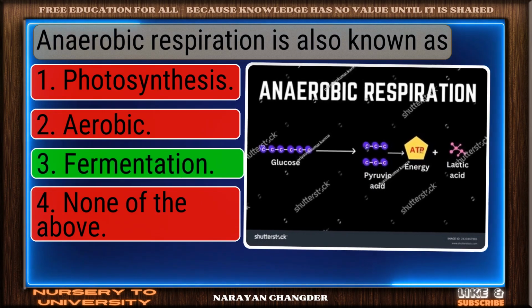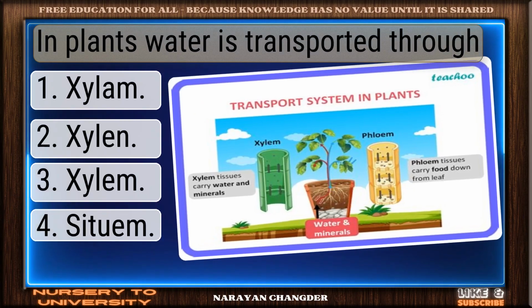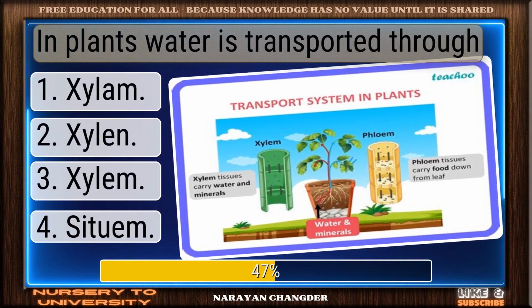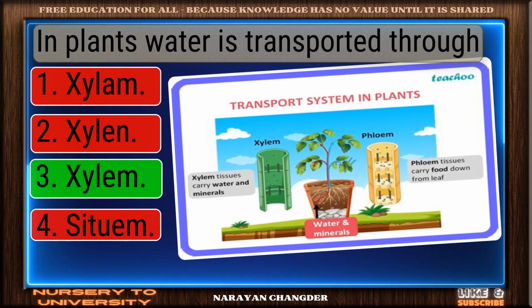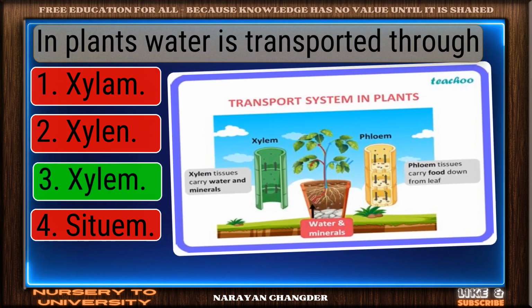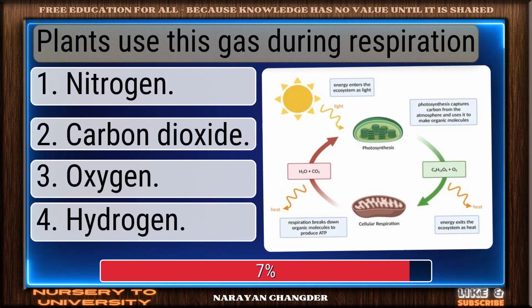You're right. Fermentation is the correct answer. Question number 143. In plants, water is transported through. Nice work. You chose xylem, and it is correct. Question number 144. Plants use this gas during respiration.